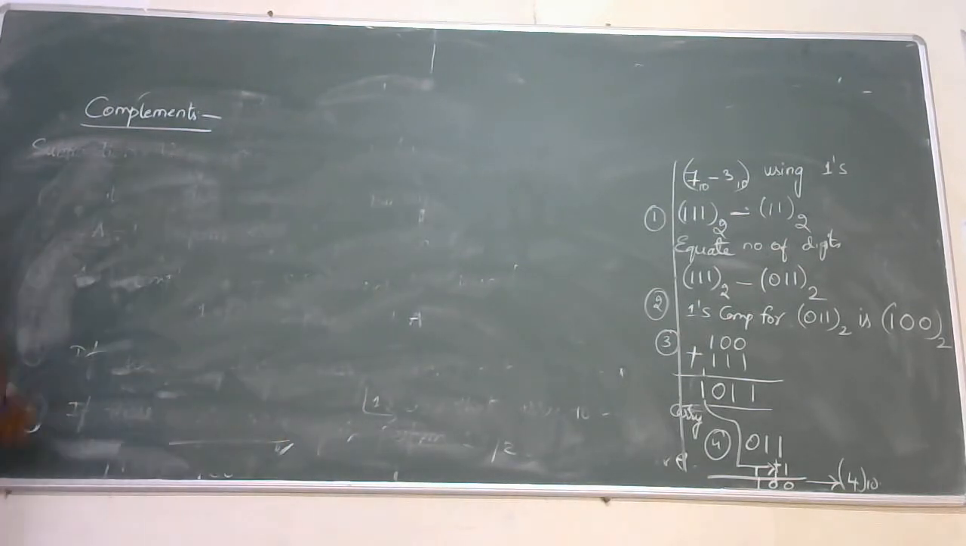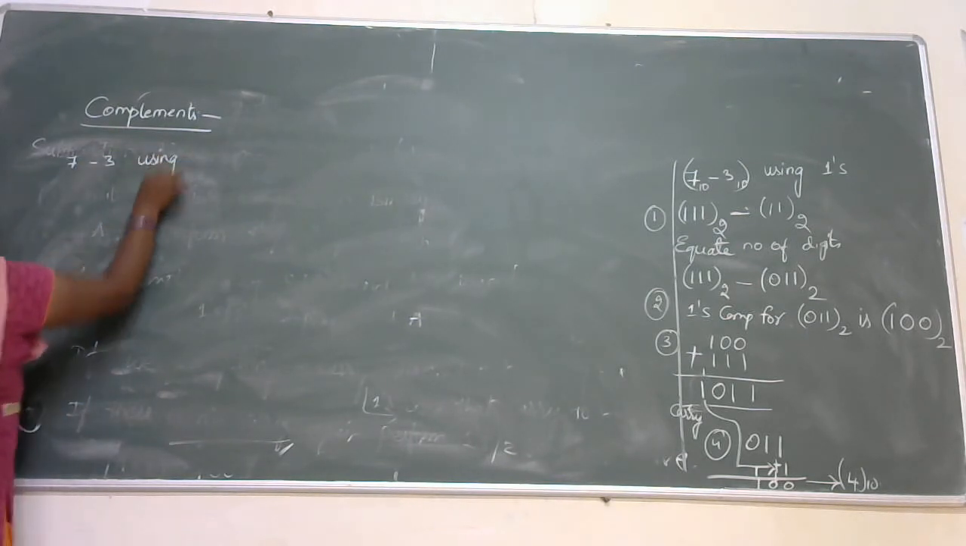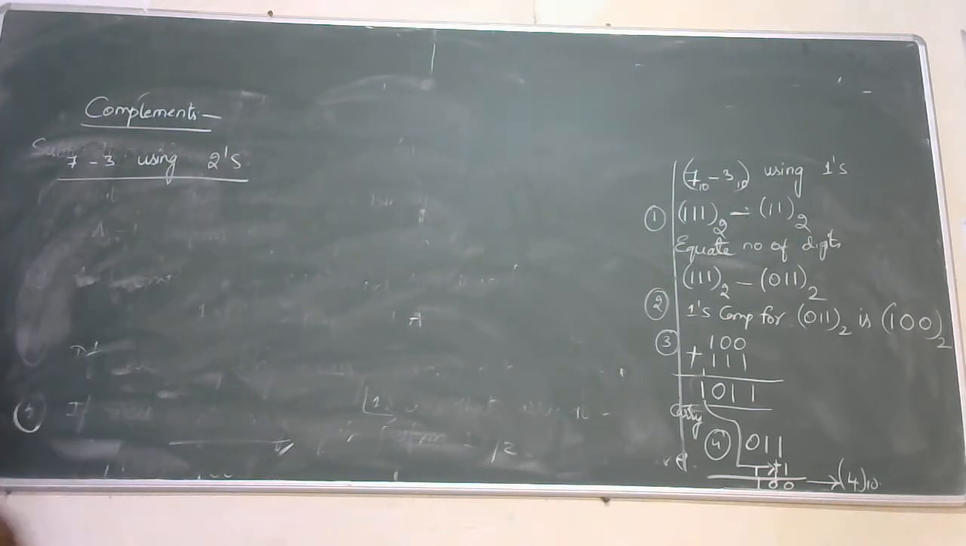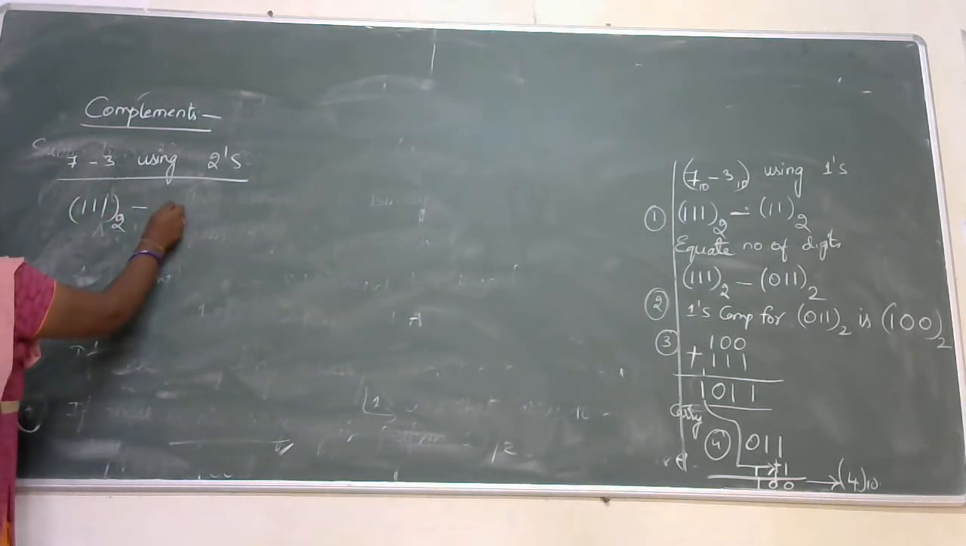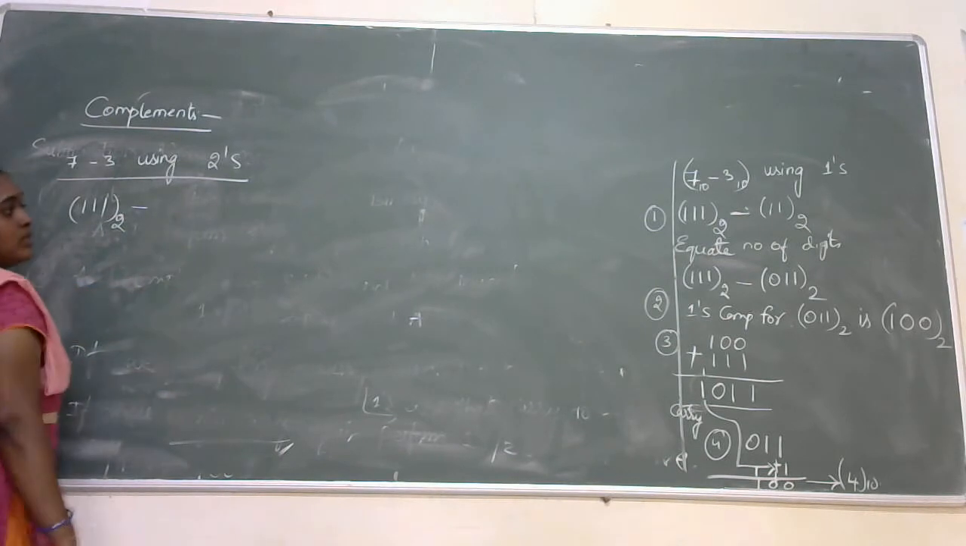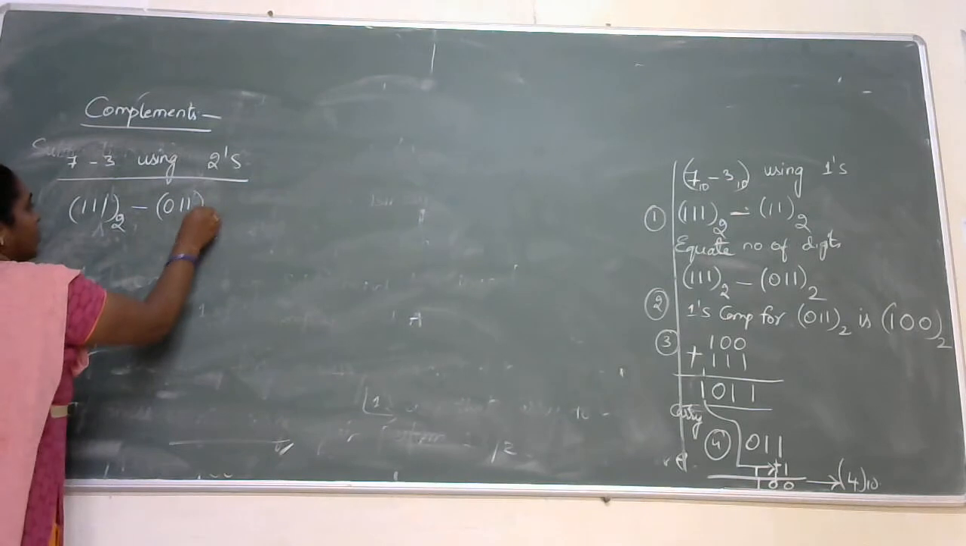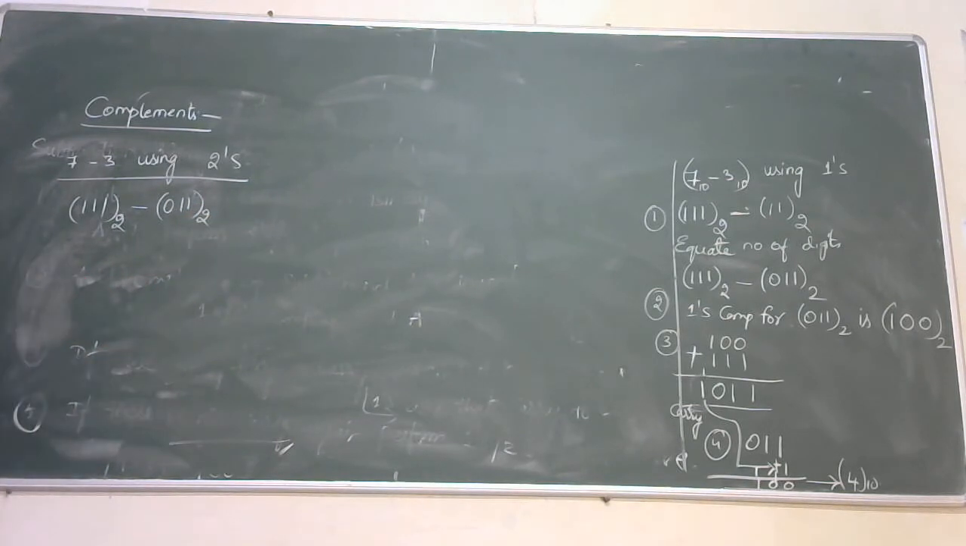So here the given problem is 7 minus 3 using 2's complement. 7 equivalent in binary is 111, which is base 2, and 3 equivalent is 11. As we have discussed, we need to equate the number of digits or bits. So I need to write down 011, base is 2.